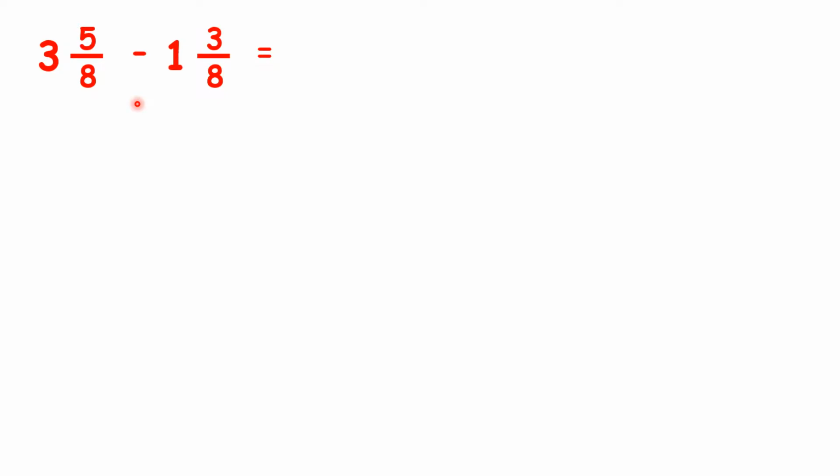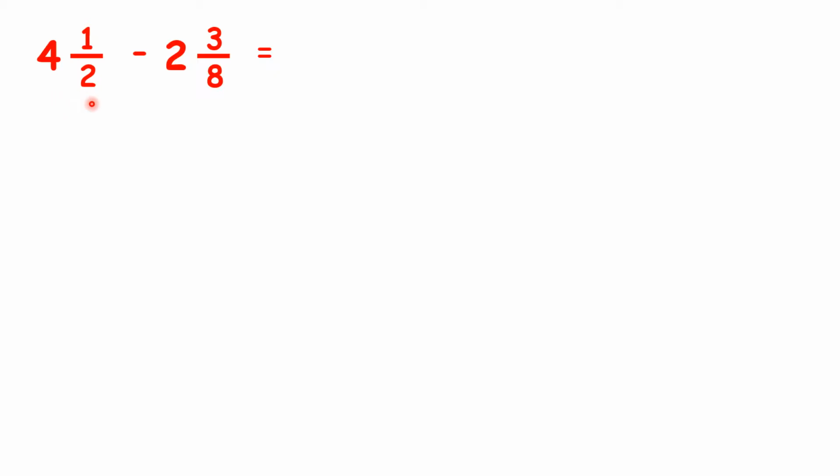Now let's work out how to subtract mixed numbers. This first question is easy. We can take away our whole numbers, so 3 take away 1 is 2. Then we can take away our fraction, so 5/8 minus 3/8 is 2/8, so that's our answer. But it gets more difficult than that.